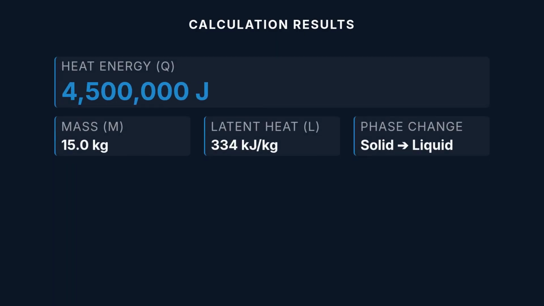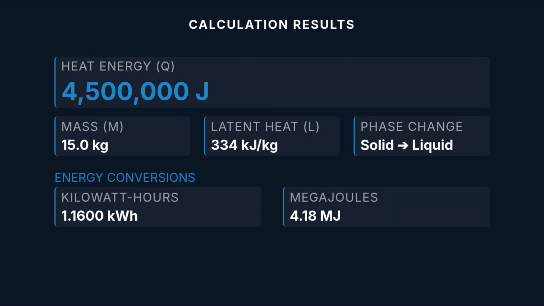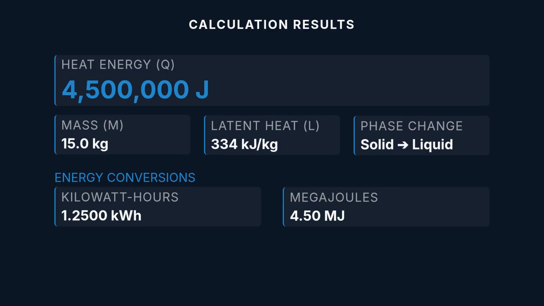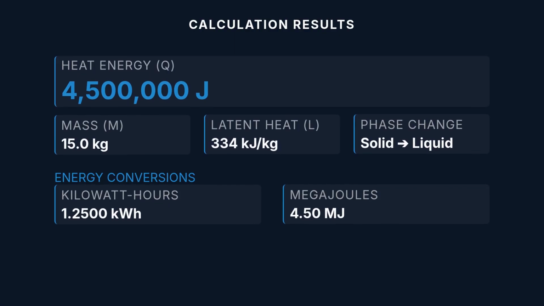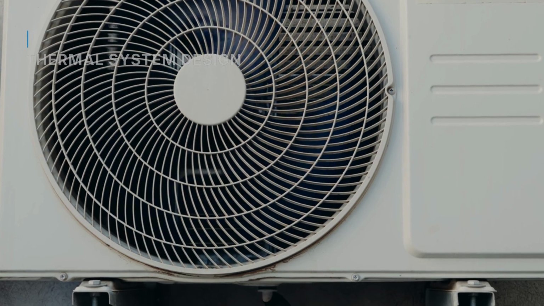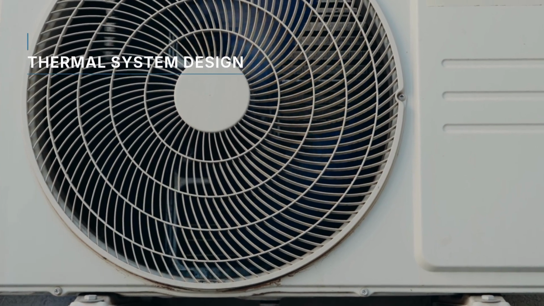You'll also see the mass and latent heat values confirmed, plus the phase change type. The calculator provides energy conversions in both kilowatt-hours and megajoules for practical applications. This tool streamlines phase change calculations for thermal system design.